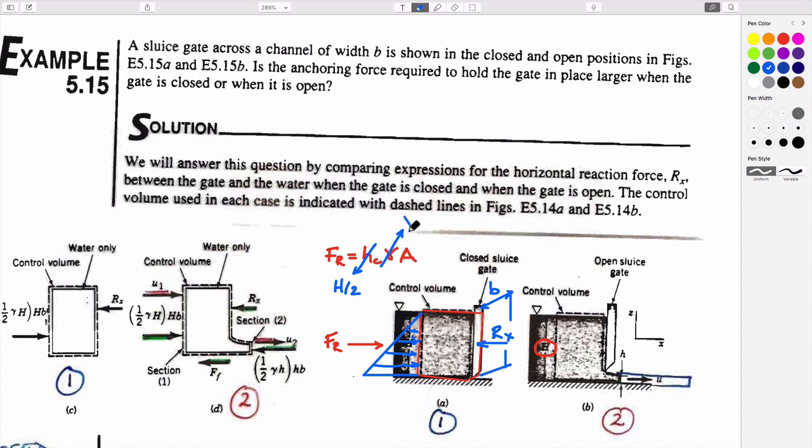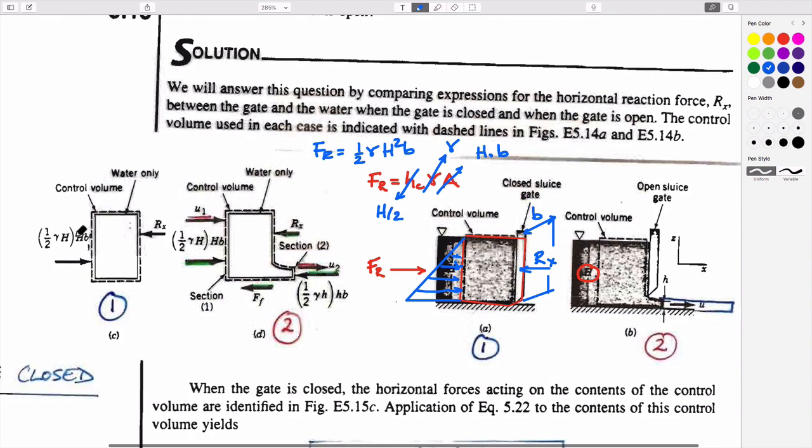This is just the unit weight of the fluid, and this is going to be the height multiplied by the width. So this ends up being something like half gamma h squared b, I think. This term here.